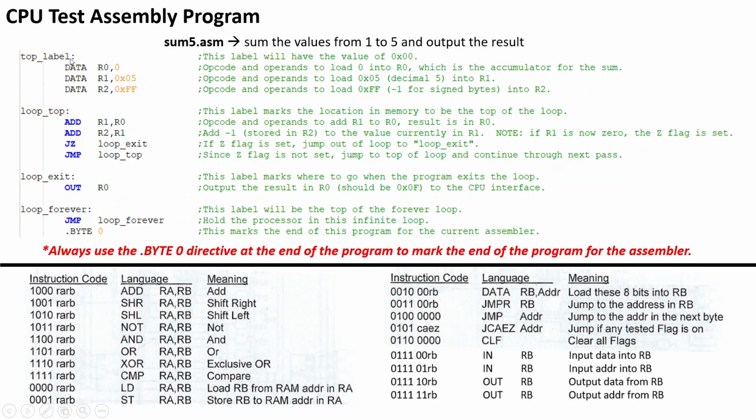You can see the labels, top label, loop top, loop exit forever. They end with a colon, and that marks the location to jump back to for instructions, or to jump to when you jump out of a loop.